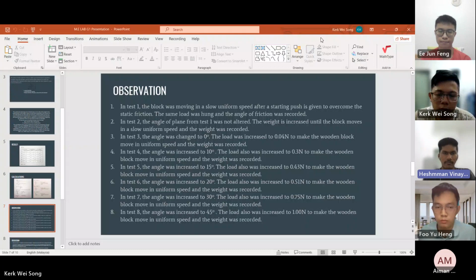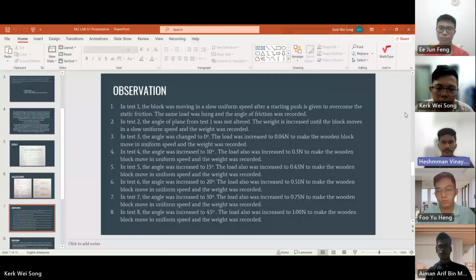In test 2, the angle of plane from test 1 was not altered. The weight is increased until the block moves at a slow uniform speed and the weight was recorded. In test 3, the angle was changed to 0 degrees.